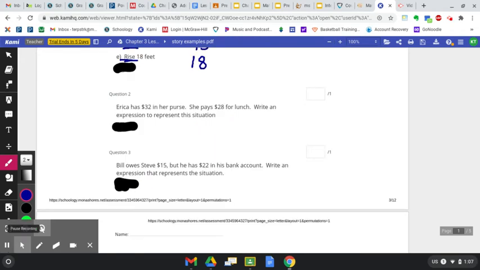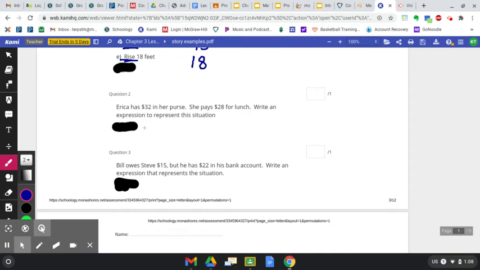All right, in the next two, we want to write an expression to represent the situation. So take a minute and see if you can do 2 and 3. And we'll talk about the different options that you have for that. So the first one says Erica has $32 in her purse. She pays $28 for her lunch. Write an expression to represent the situation. All right, and I want to see if you can write two different expressions that are actually equivalent, but write it in two different ways.